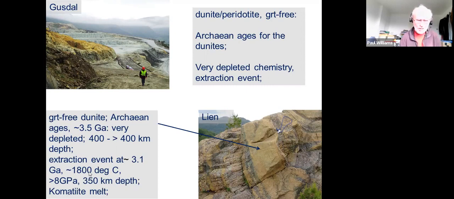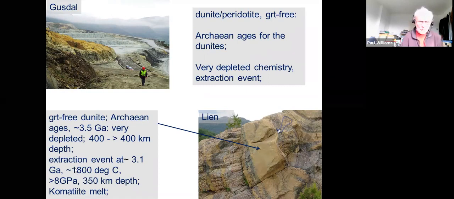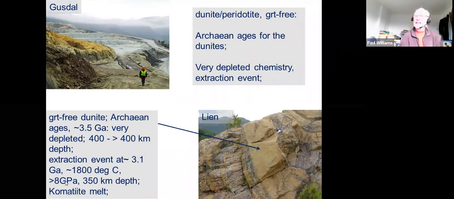And these formed at about 1800 degrees centigrade. That's pretty damn hot to generate melts. And we also know that they were generated at about 350 kilometers depth, because by looking at the barometric indicators within these rocks, they were formed at around 8 gigapascals. That equates to about 350 kilometers depth. So there's quite a few very important things to note about the formation of these melts. Firstly, they happened in the mantle. Secondly, they happened at very high temperature.